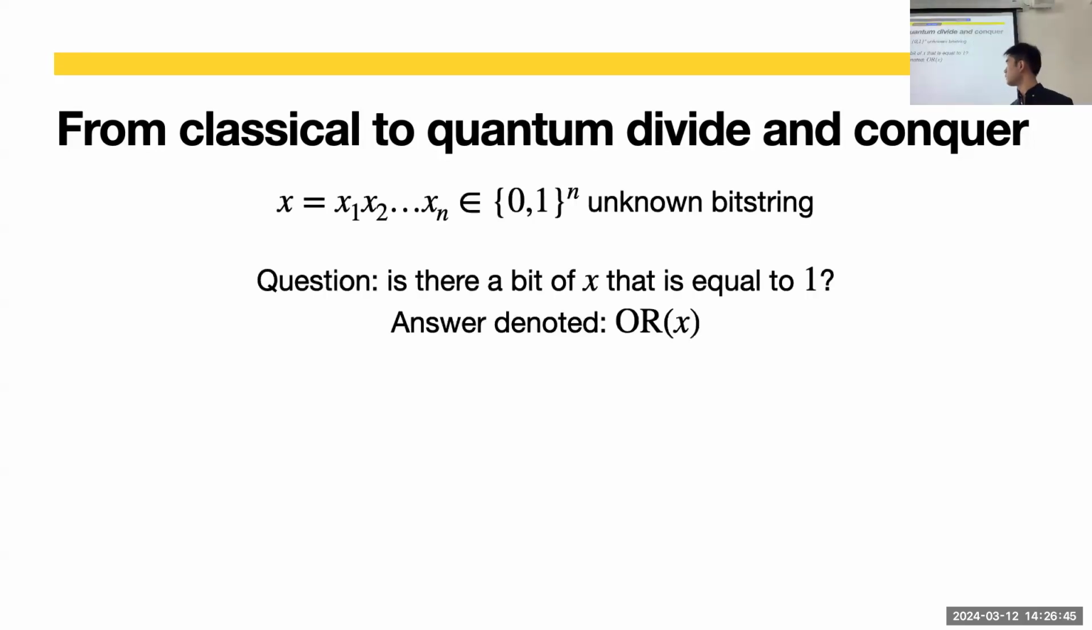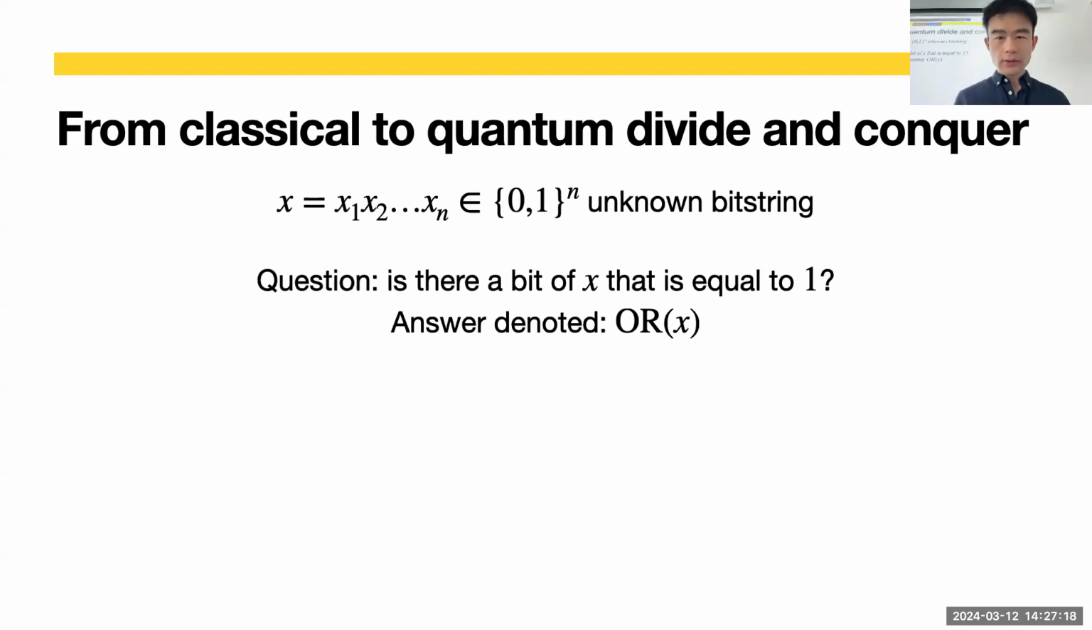Consider a string x of n bits. Say that it's unknown to you what the string is. The question you want to compute on the string is whether there is a bit of x that is equal to 1. The answer is denoted OR of x, which is defined to be x1 or x2 or up to xn, which is precisely the answer to the question.